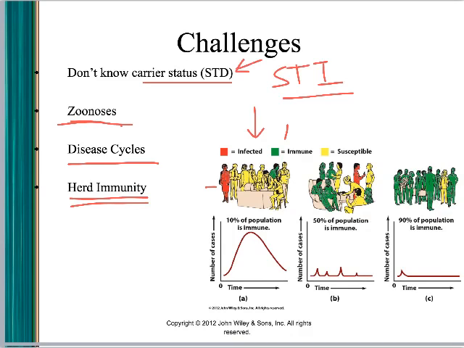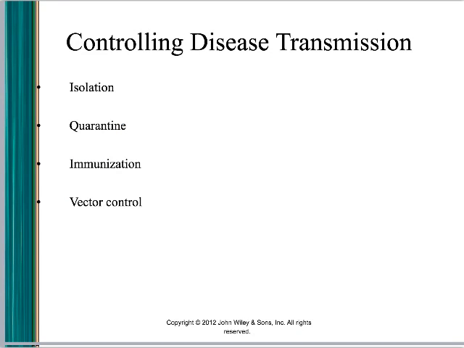But if 90% of the population is immune, essentially you can protect the one individual that can't be vaccinated. So having the whole population be vaccinated, except for the people that medically can't be vaccinated, protects and controls the spread of disease.